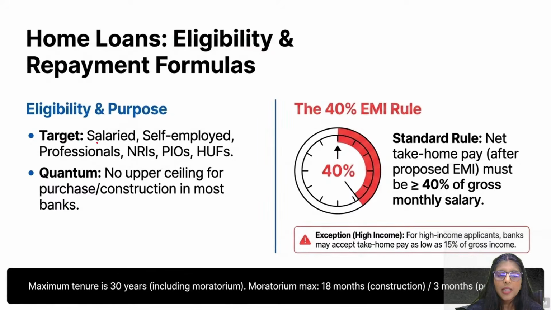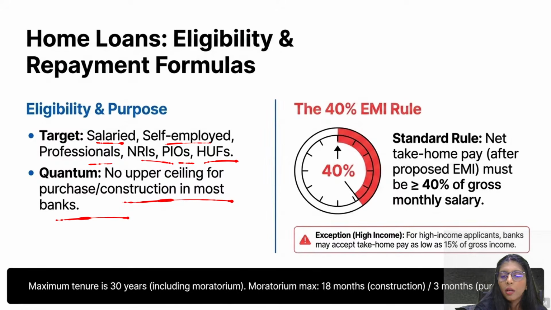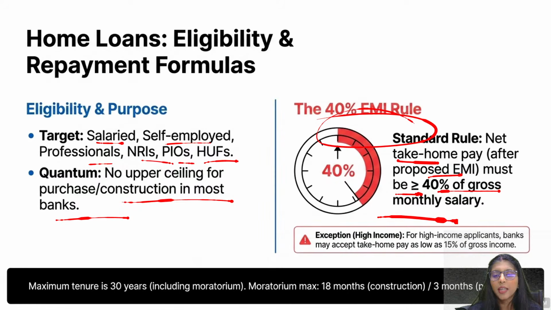Home loan targets salaried or self-employed professionals, NRIs, PIOs, HUF. Quantum: there is no upper ceiling for the purchase or construction. Standard rule: net take home pay after the proposed EMI must be more than 40% of gross monthly salary. That is the EMI payment on the home loan. Exception for higher income applicants: the bank may accept take home pay as low as 15% of the gross income. These are some important pointers for the exam under home loan.